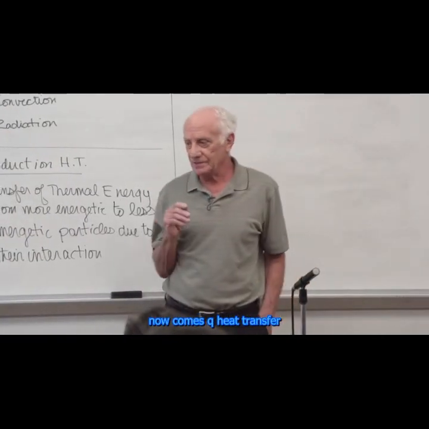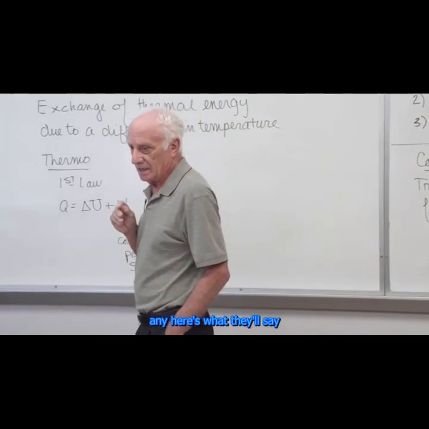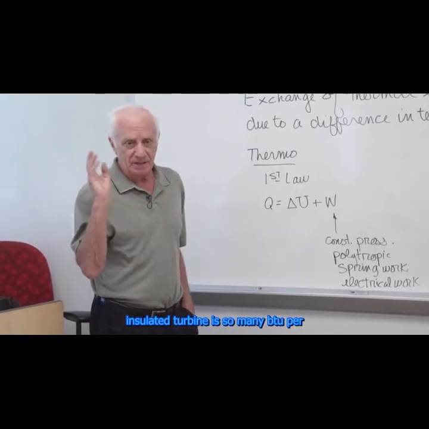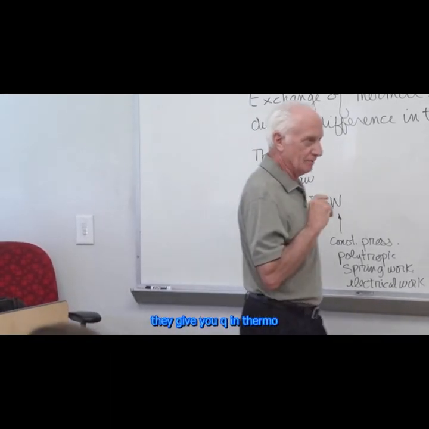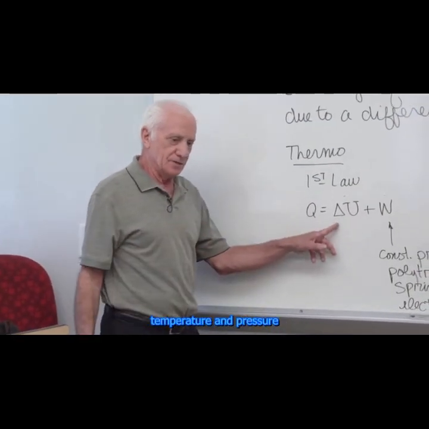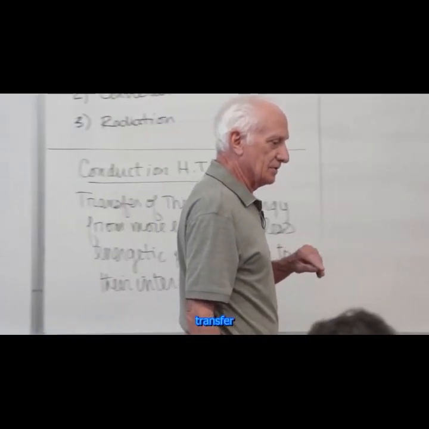Now comes Q, heat transfer. Try and find one equation for Q in that thermal text. There isn't any. Here's what they'll say: the heat loss through the insulated turbine is so many BTU per hour. They give you Q in thermal. Or they'll say, if this much work is done and the process goes through this temperature and pressure, how much heat transfer occurred? But they never tell you how to calculate heat transfer.